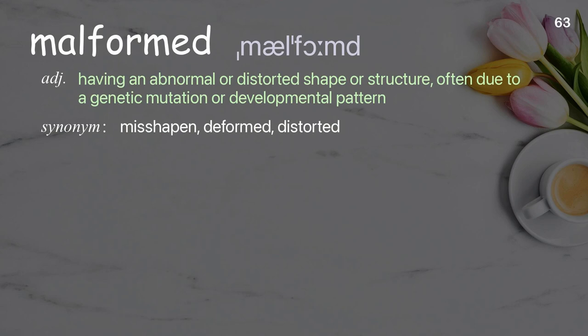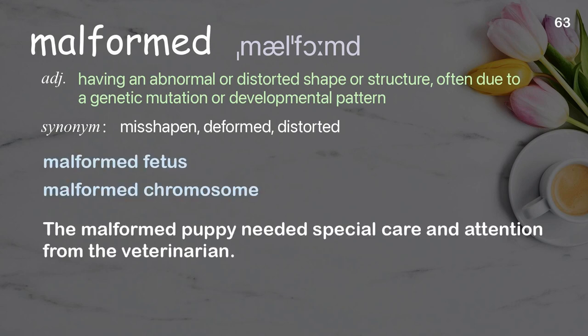Malformed. Having an abnormal or distorted shape or structure, often due to a genetic mutation or developmental pattern. Examples: malformed fetus, malformed chromosome. The malformed puppy needed special care and attention from the veterinarian.